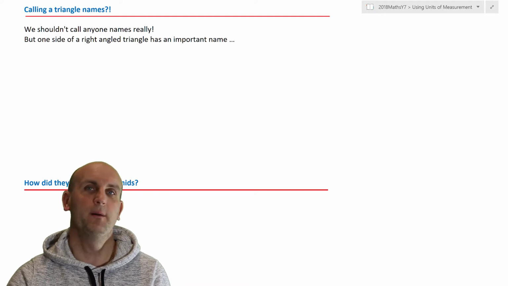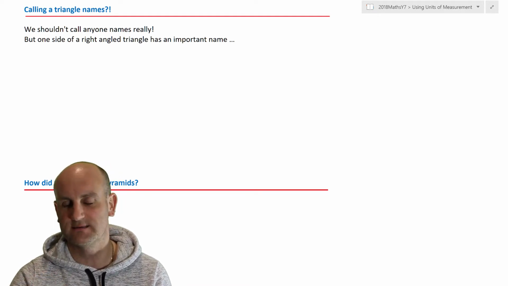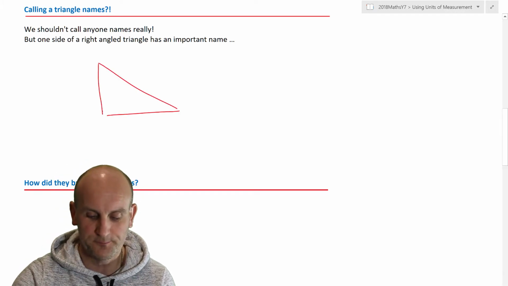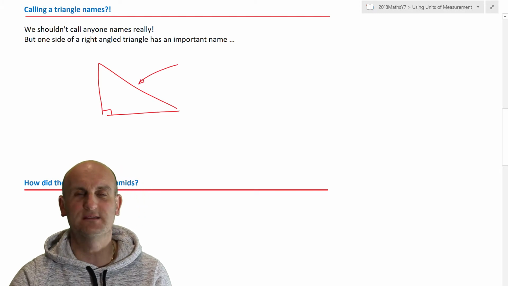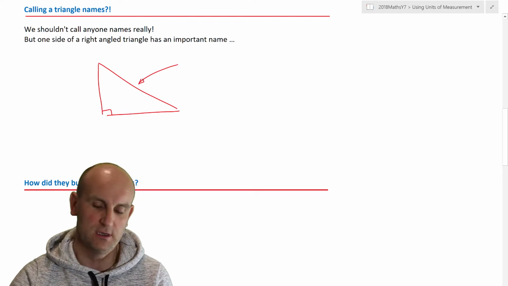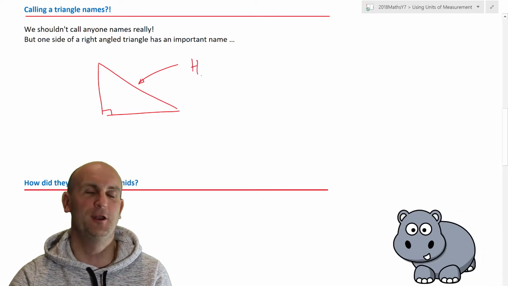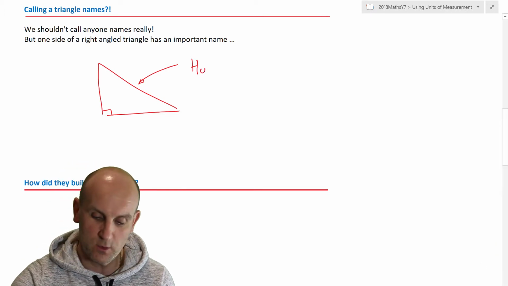But triangles actually have names. We've already called them isosceles, equilateral, scalene, but so do the side lengths. Now, the one I'm most interested in at this moment in time, and here is my right angle triangle, is the name of this side here. The slopey side, or the slanty side if you wish, has a special name, and that's called the hippopotamus. No, I'm just joking. It's not the hippopotamus at all. It's the hypotenuse.